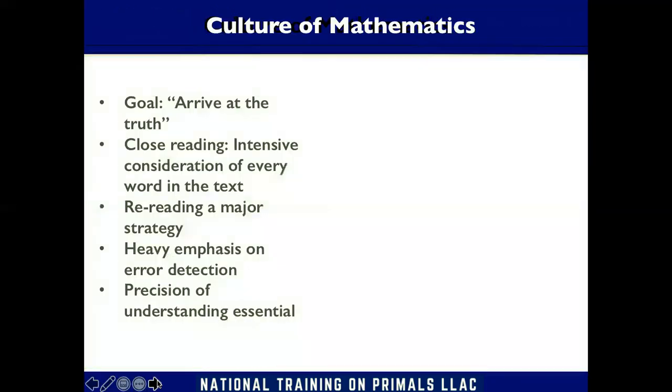What do we mean by the culture of the discipline? For example, in math, the goal is to arrive at the truth. So we do a lot of close reading and rereading. Math reading requires a precision of meaning, and each word must be understood specifically in service to that particular meaning. Unlike other fields, even function words are important. For example, the article the has a very different meaning than the article a.